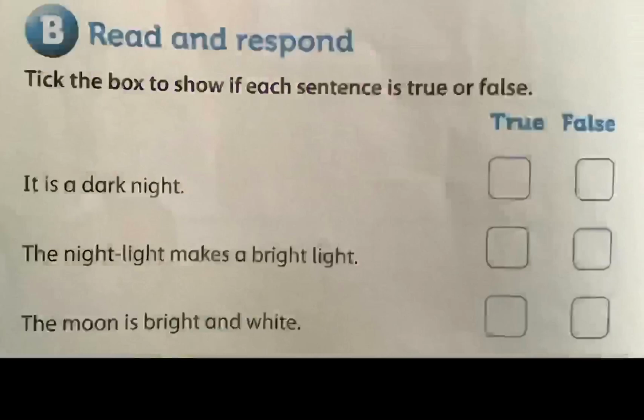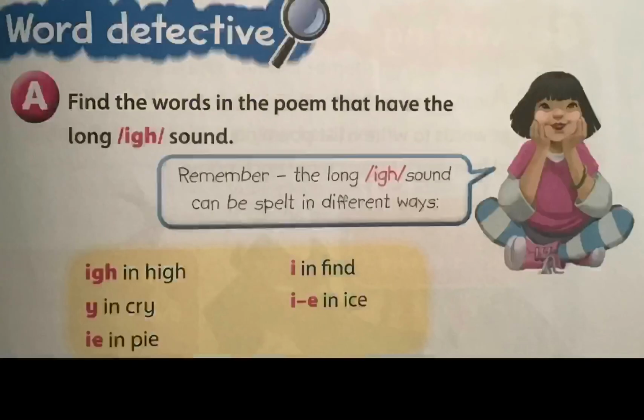B. Tick the box to show if each sentence is true or false. It is a dark night. Decide whether it's a dark night or not. The night light makes a bright light. You decide whether it's true or false. And the moon is bright and white. True or false. Once again, to get your answers, you must go to the page on the tongue twister poem.